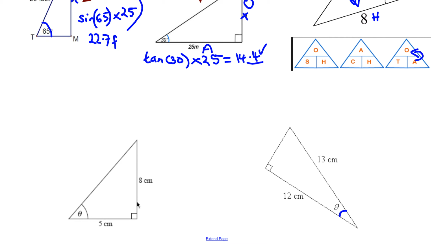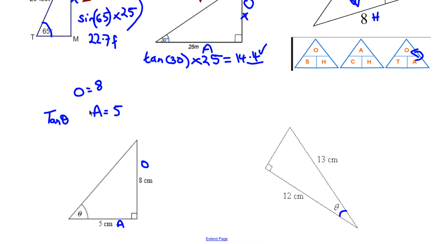So okay, I've got 5, which is the adjacent, and I've got the opposite, which is 8. So that means I need to use TOA. So I have TOA there. Now T stands for tan of the angle, and A is 5 at this point, and O is 8.